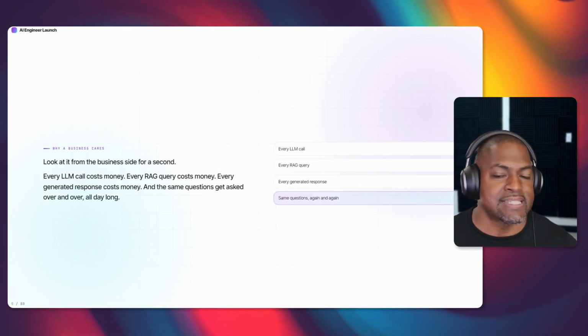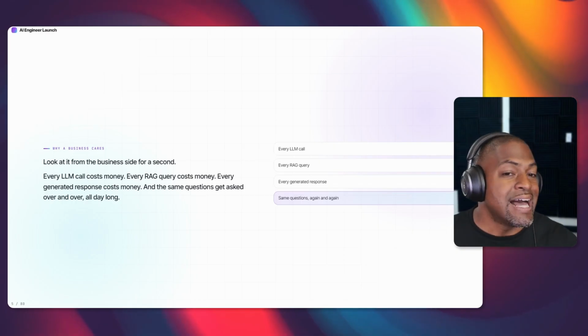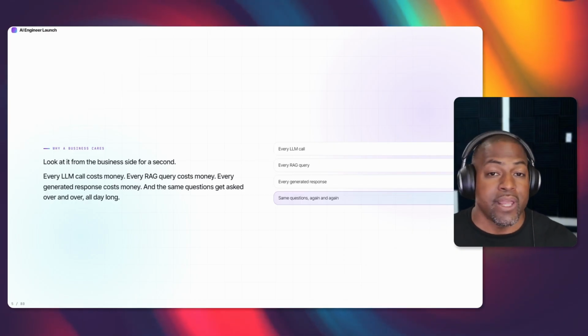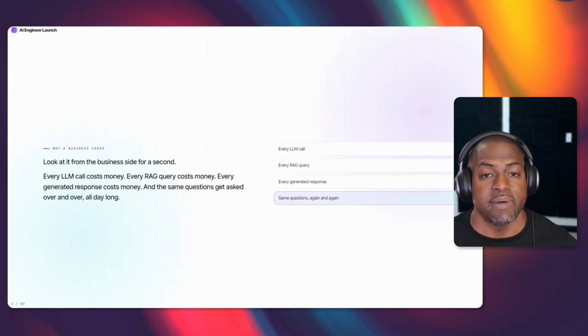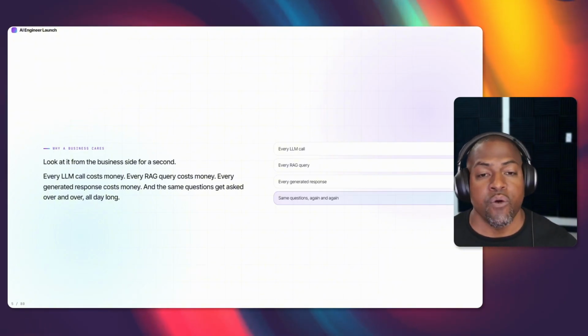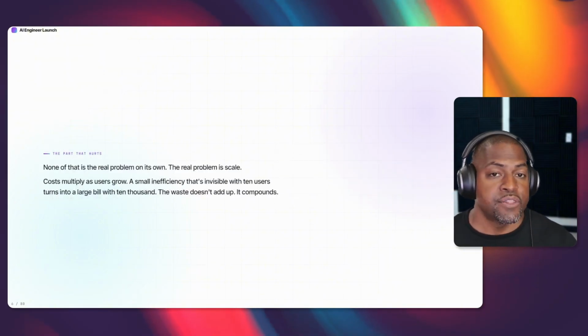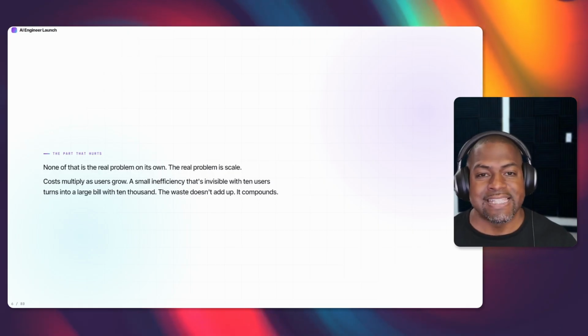Look at it from the business side for a second. Every LLM call costs money. Every RAG query costs money. Every generated response costs money. And the same questions get asked over and over, all day long. None of that is the real problem on its own. The real problem is scale.